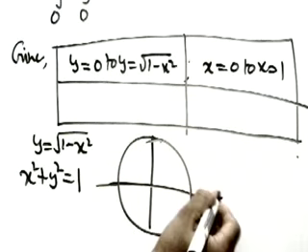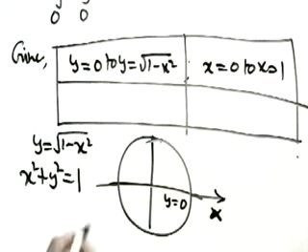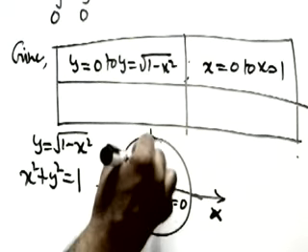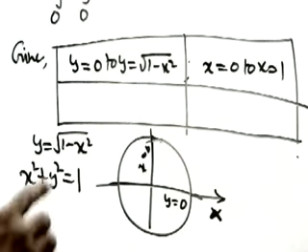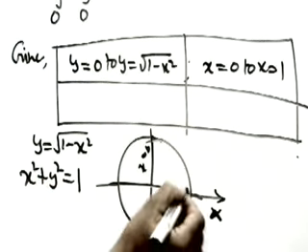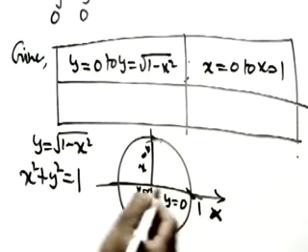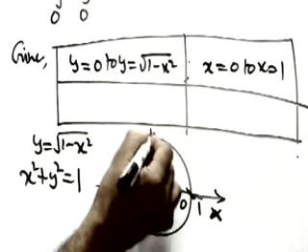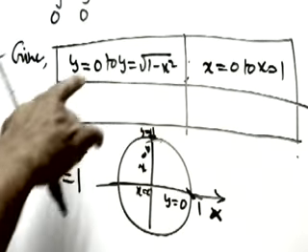Now next steps, watch carefully. Y equals 0 means x-axis. This is y equals 0. X equals 0 means y-axis. This is x equals 0. Then x equals 1. You see here, the radius is 1, so here it's 1. So this is x equals 0 to x equals 1, y equals 0. And this is y equals 1, suppose.